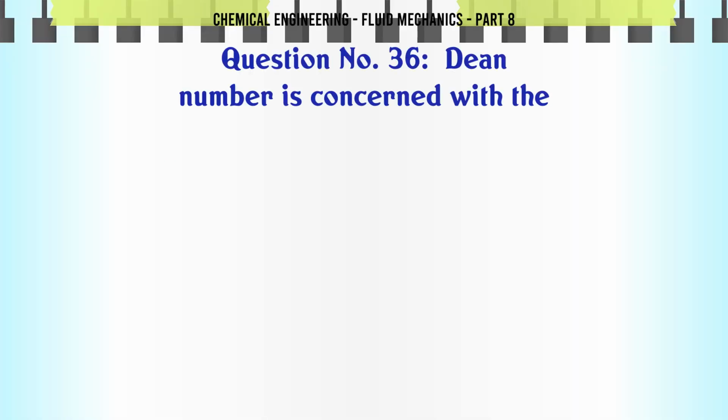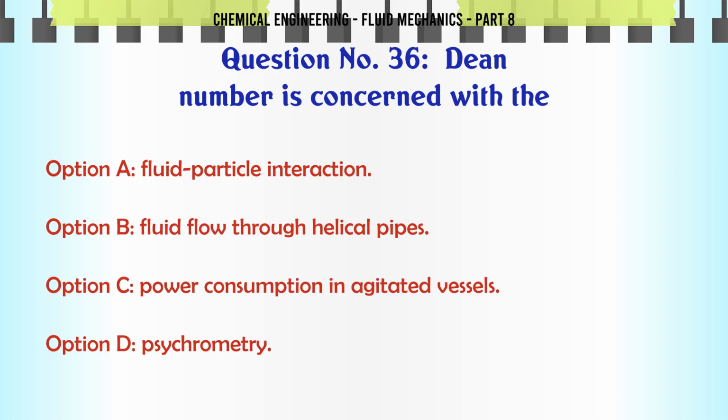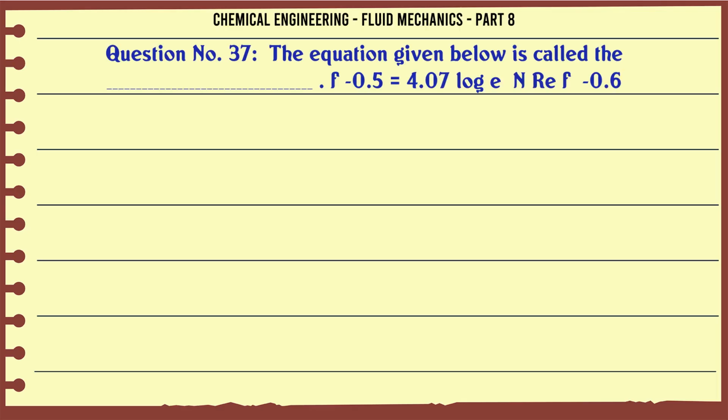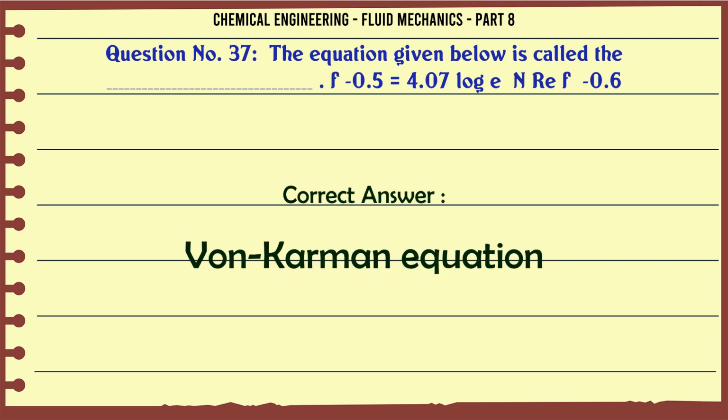Dean number is concerned with the A. fluid particle interaction, B. fluid flow through helical pipes, C. power consumption in agitated vessels, D. psychrometry. The correct answer is fluid flow through helical pipes. The equation given below is called the A. Colebrook formula, B. von Karman equation, C. Fanning equation, D. none of these. The correct answer is von Karman equation.